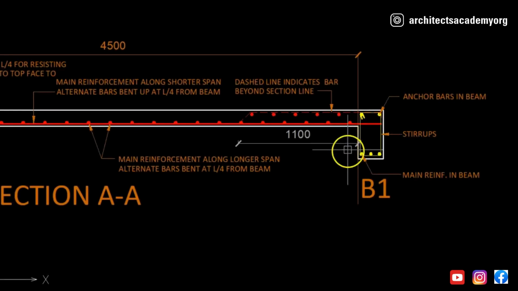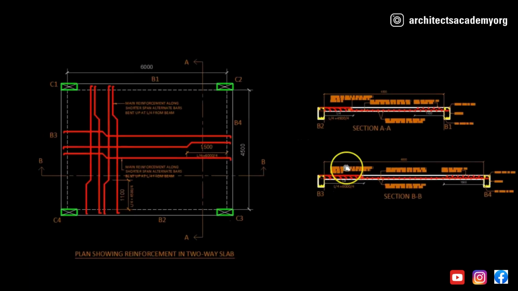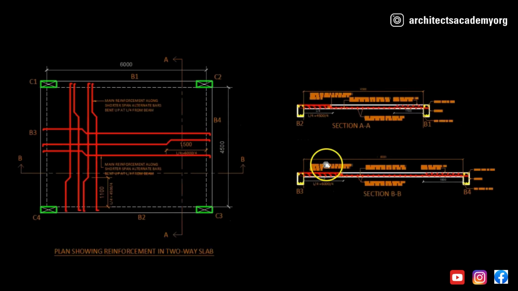Don't forget to show the reinforcement in the beam, and also mention anchor bar, stirrups, main reinforcement in beam, and so on. I hope this is clear to you, and I'm sure that now you'll be able to attempt the question on two-way slab if it is asked in your exams.